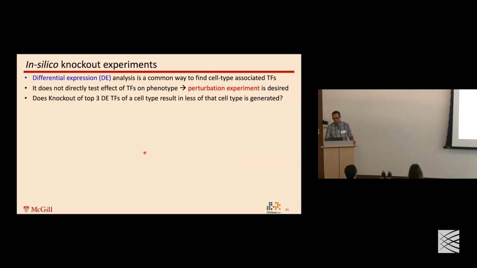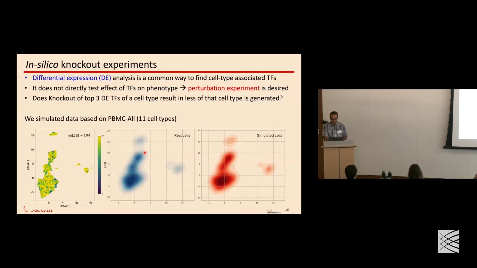So this can be quite powerful in this type of analysis. Now, we generated data using the data set that had 11 cell types in it. Here I'm showing the t-SNE plot, sorry, the UMAP plot, as well as the iLISI distribution of the cells. We see a large miLISI value, 1.94, showing that both simulated data and real data are mixing well. And this is all before any knockout.